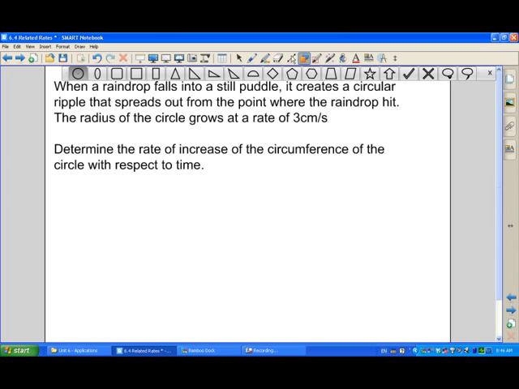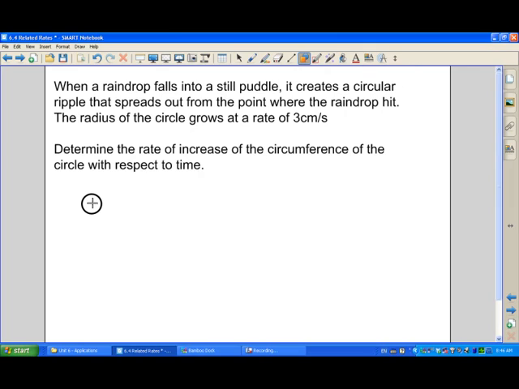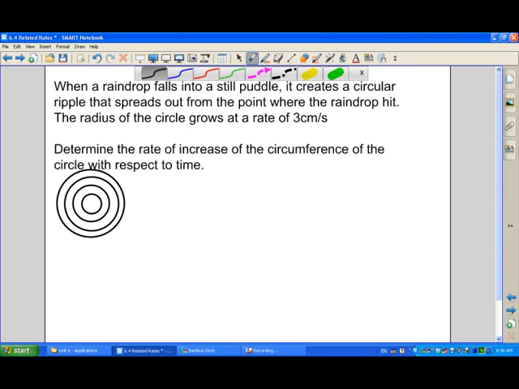So I can represent this with a diagram. I have some raindrop being dropped in a puddle, and it creates ripples out from the center. So these ripples are moving outwards from that center point. And that line obviously is the radius of the circle.